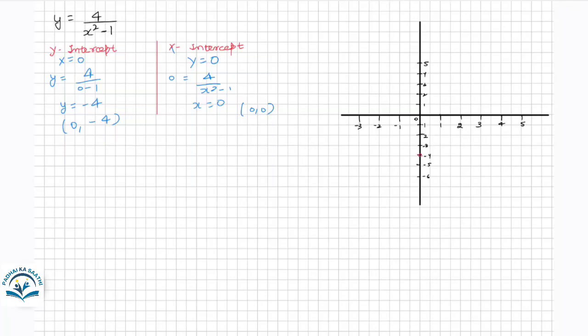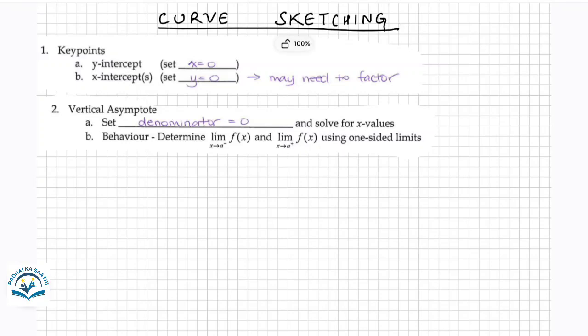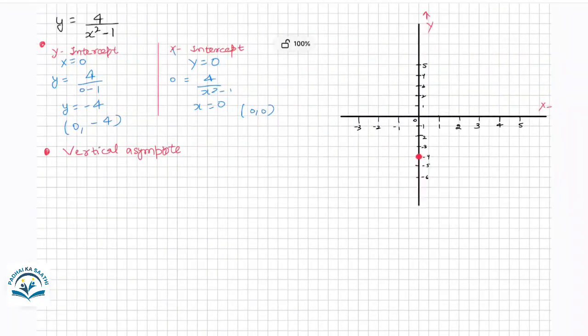We have the points here. The second step is to find the vertical asymptote. For the vertical asymptote, we put the denominator equal to 0 and then find the values of x. In this case, you can also determine the behavior by checking the left and right hand side limits. For example, in this equation the denominator is x square minus 1. We put it equal to 0, so x square is equal to 1, and taking the square root it becomes plus minus 1. So the vertical asymptotes are x equal to plus minus 1. We can draw them on the graph. Here are the vertical asymptotes.